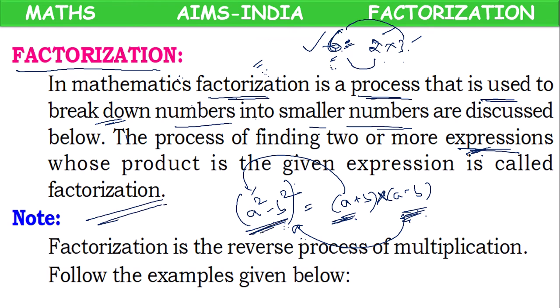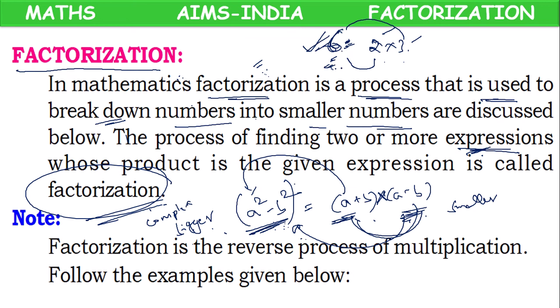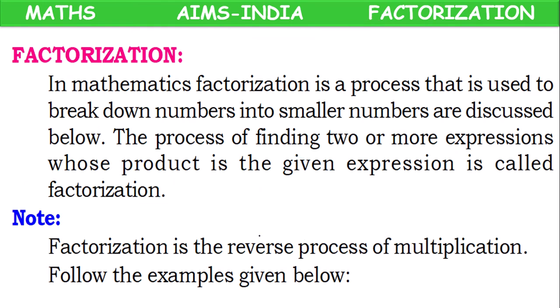For the complex expression, or for the bigger expression, finding out its factors in terms of product of smaller expressions with smaller degrees, this process is called factorization. So as we know in the process of numbers, the same process we have to apply for the expressions also. So actually, factorization is a reverse process of multiplication.